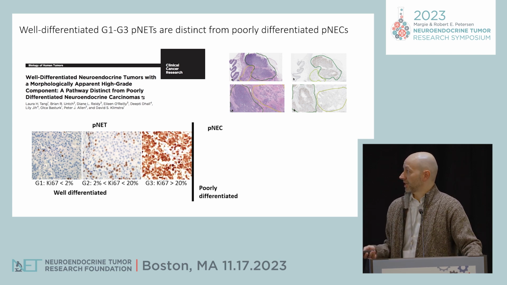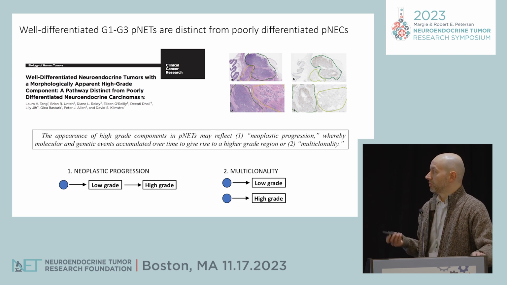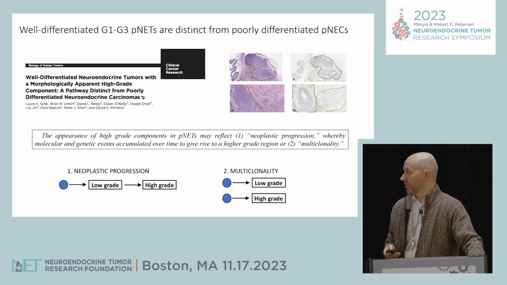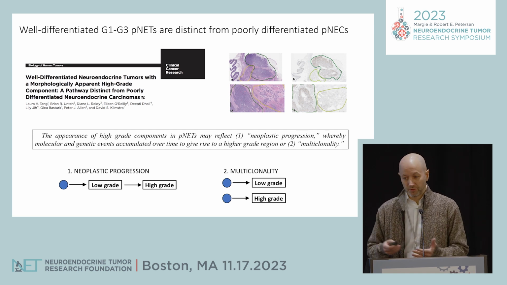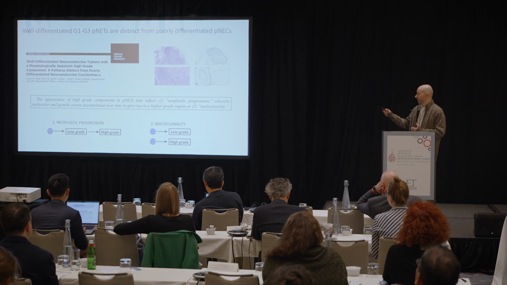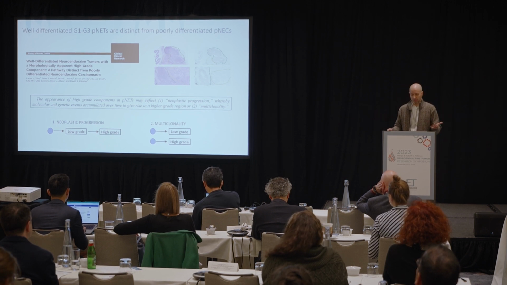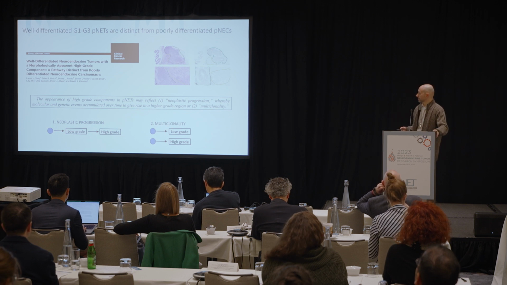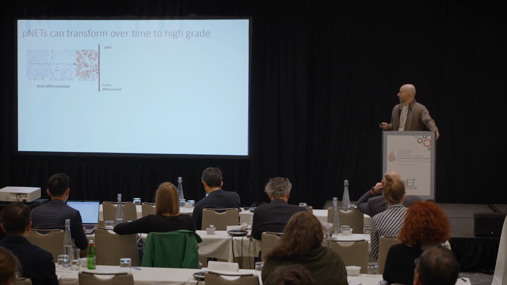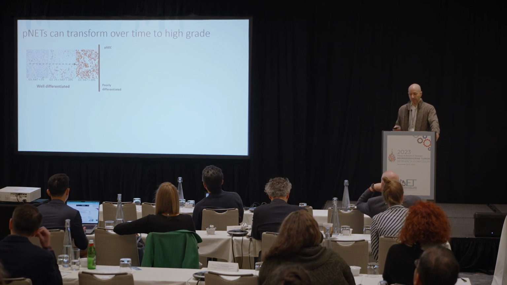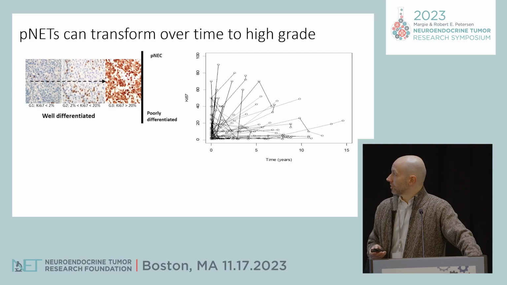And then in the discussion section of her paper, she mused over 2 possible ways that these high-grade components arise. One would be an accumulation of genetic alterations over time, going from low grade to high grade. The other would be that they were just distinct cancers in the same patient. When we started thinking about this, we knew that there were these mixed grade tumors, but the consensus was that it was a rare event in a rare cancer. So we wanted to see how rare.